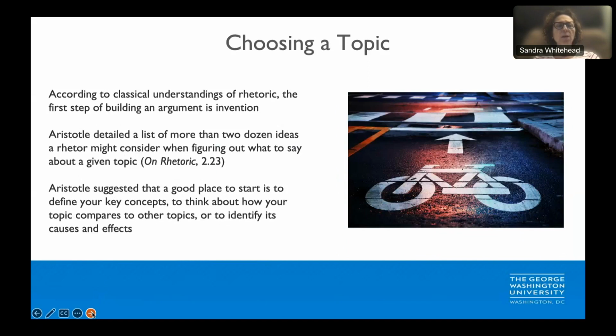So according to our classical understanding of rhetoric, the first step of building an argument is invention. So think about how you would define your key concepts, how your topic compares to other topics, or how to identify its causes and effects. These are different ways that you can look at choosing a topic.